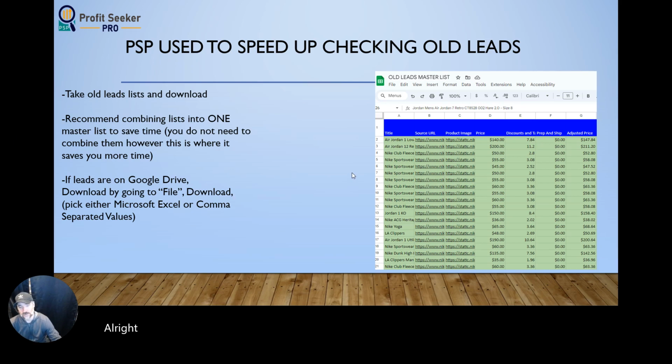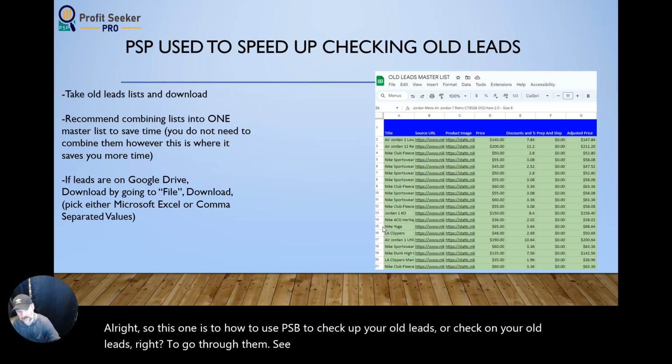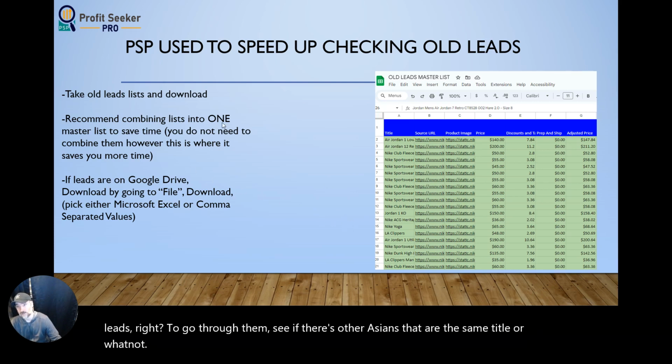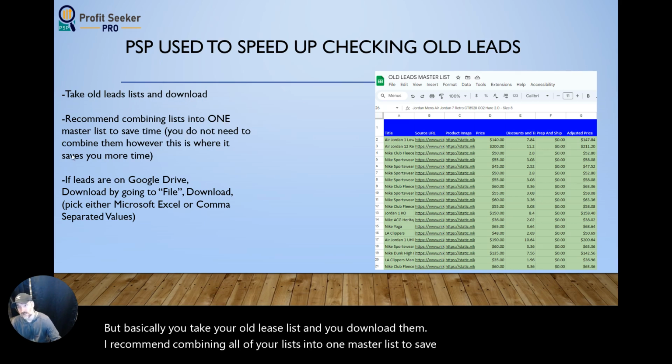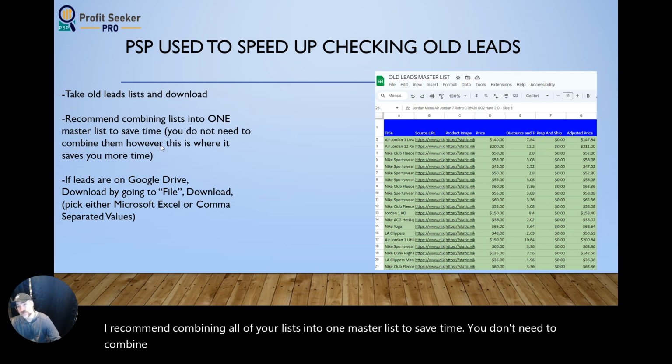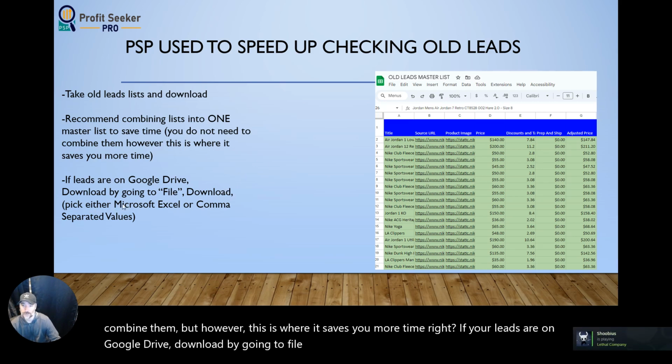Alright, so this one is how to use PSP to check up on your old leads, to go through them, see if there's other ASINs that are the same title or whatnot. But basically, you take your old leads list and you download them. I recommend combining all of your lists into one master list to save time. You don't need to combine them, but this is where it saves you more time. Right? If your leads are on Google Drive, download by going to File, Download, either pick Microsoft Excel file or CSV file.